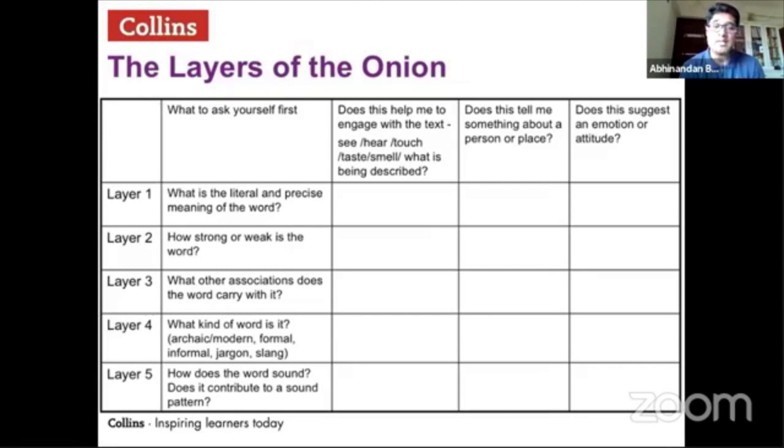How does the word sound? Does it contribute to a sound pattern? Is there some kind of onomatopoeia laced over there? Does it ring in our ears, or does it produce some kind of auditory imagery, or does it have any kind of alliteration or assonance or consonance to it? These are some of the elements that we would look at.